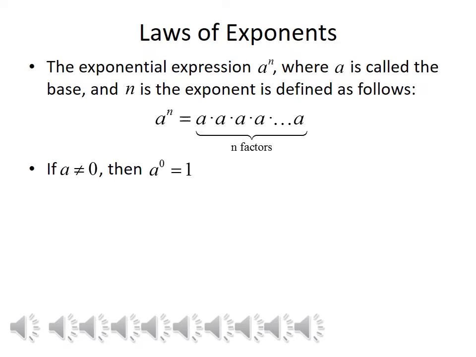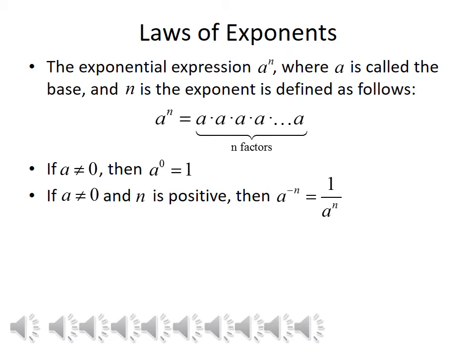If the base A is not equal to 0, then anytime you have A raised to the 0 power, that will always be 1. So any base raised to the 0 power will be 1. And if the base A is not equal to 0 and the exponent n is positive, then A to the negative n is going to equal 1 over A to the n power. So this says that if you have a negative exponent, you can rewrite it by taking the whole exponential expression and putting it in the denominator with a positive n value.